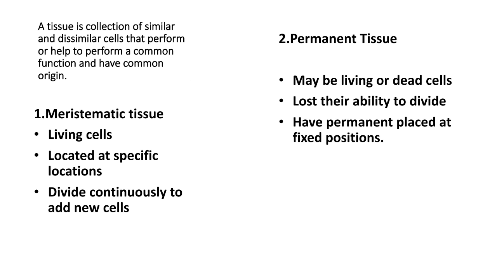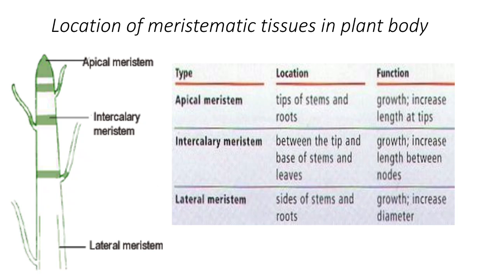When these meristematic cells stop or lose their ability to divide further, they convert into permanent cells and together they form permanent tissue. So, they may be living or dead cells. They do not divide further. They have a permanent place and fixed position in the plants.